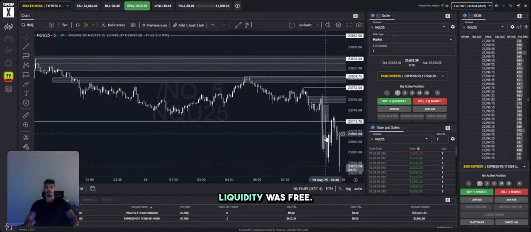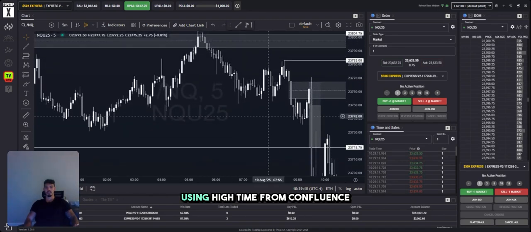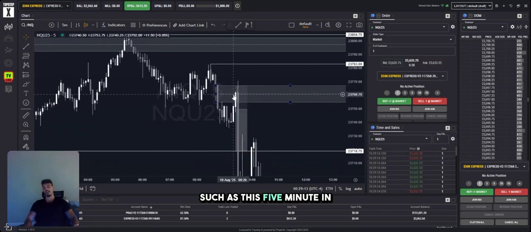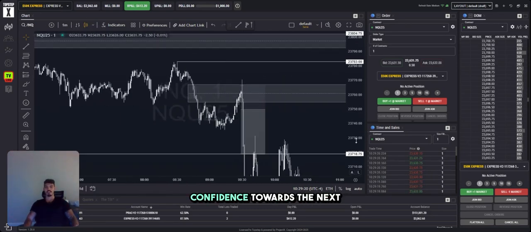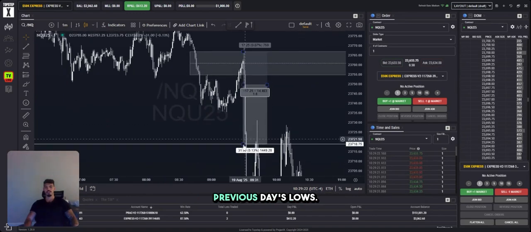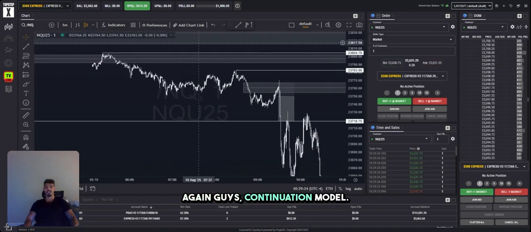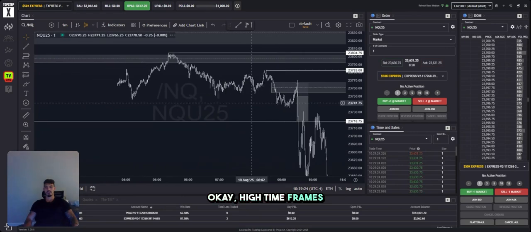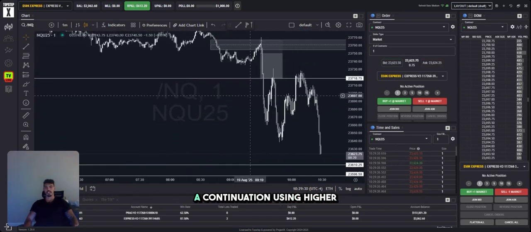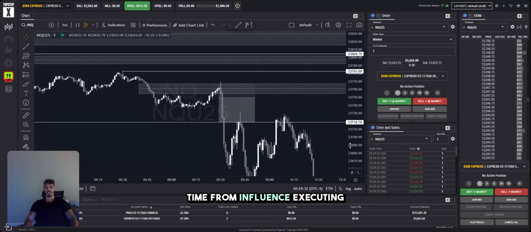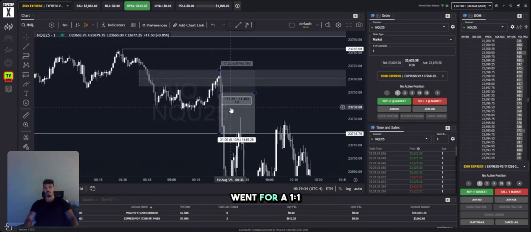All right, the drawn liquidity was clear using high time frame confluence, such as this 5 minute, in confluence with the lower time frames, and allowed me to have conviction, discretion, and confidence towards the next drawn liquidity being previous day's lows. Again, guys, continuation model. Okay, high time frames are very bearish. We're bearish everywhere. I'm simply catching a continuation using higher time frame confluence, executing on the lower time frames. Went for a 101 point something, and got the job done.